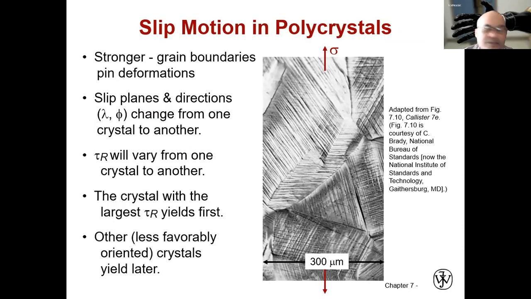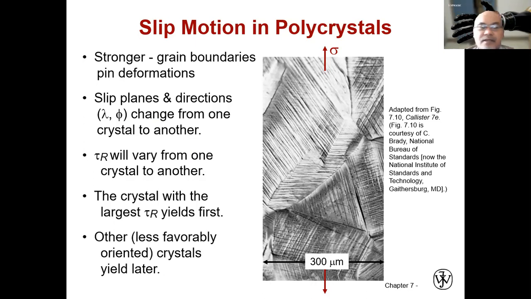What about now when the material is polycrystal? In the previous examples, what we have been discussing is when the material is a single crystalline structure. So when it is polycrystal, there will be boundaries between the crystals, between the grains. Stronger grain boundary will pin deformation. So with polycrystal, usually the yield stress will be higher because the grain boundary will pin the deformation.